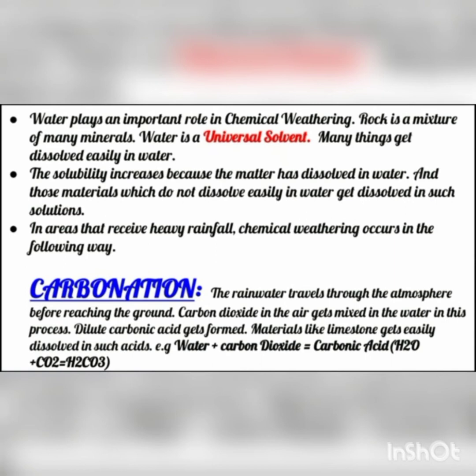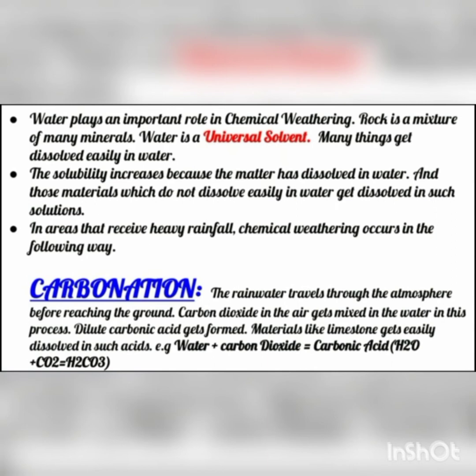Carbonation: the rainwater travels through the atmosphere before reaching the ground. Before coming to the ground, the rainwater passes through the atmosphere. Carbon dioxide in the air gets mixed in the water in this process, and dilute carbonic acid gets formed.